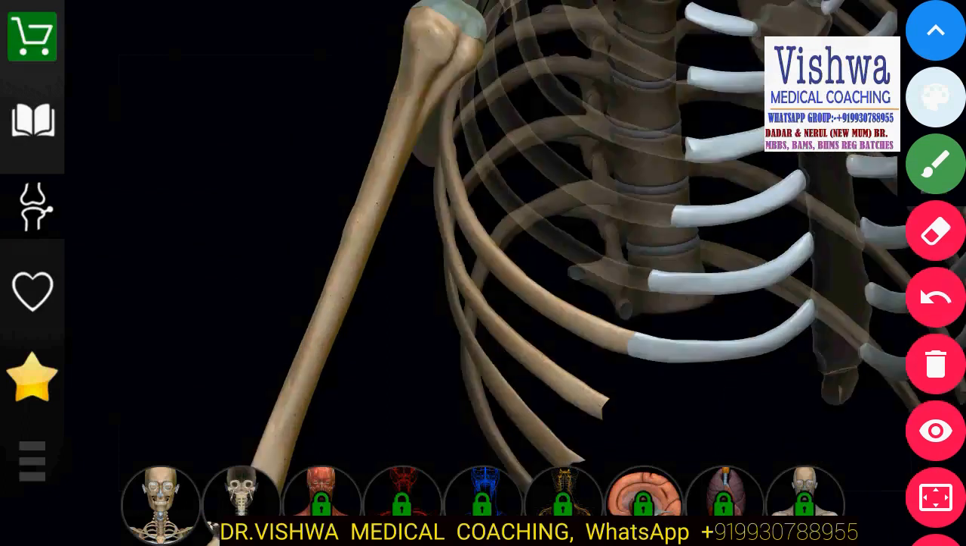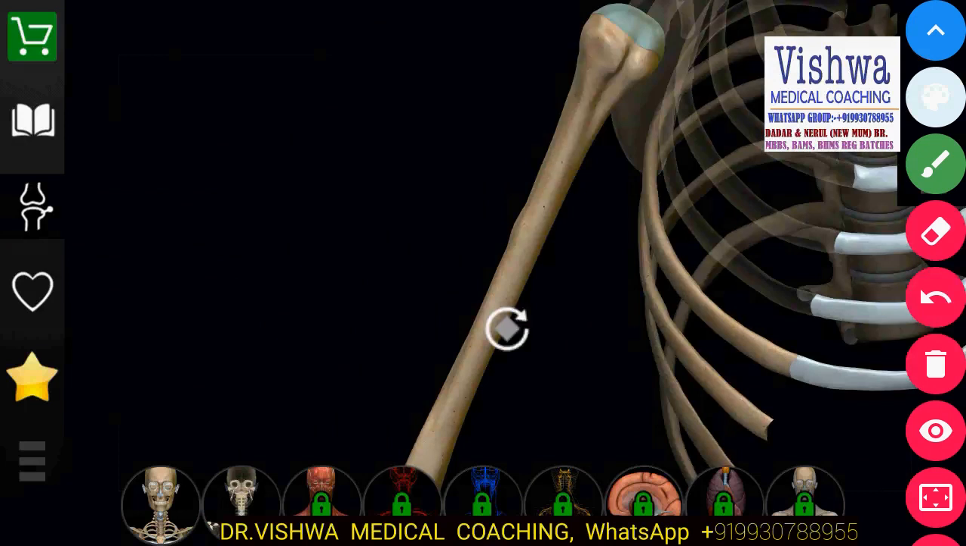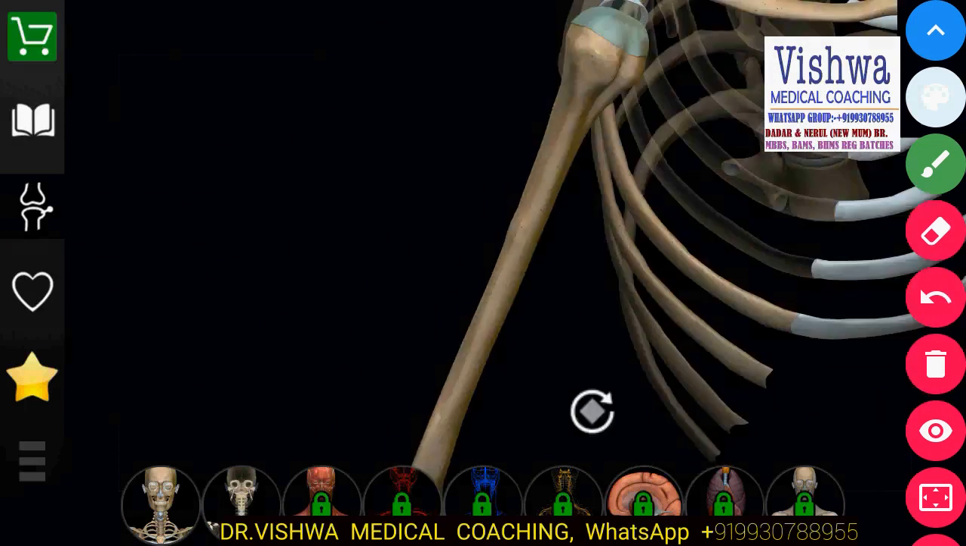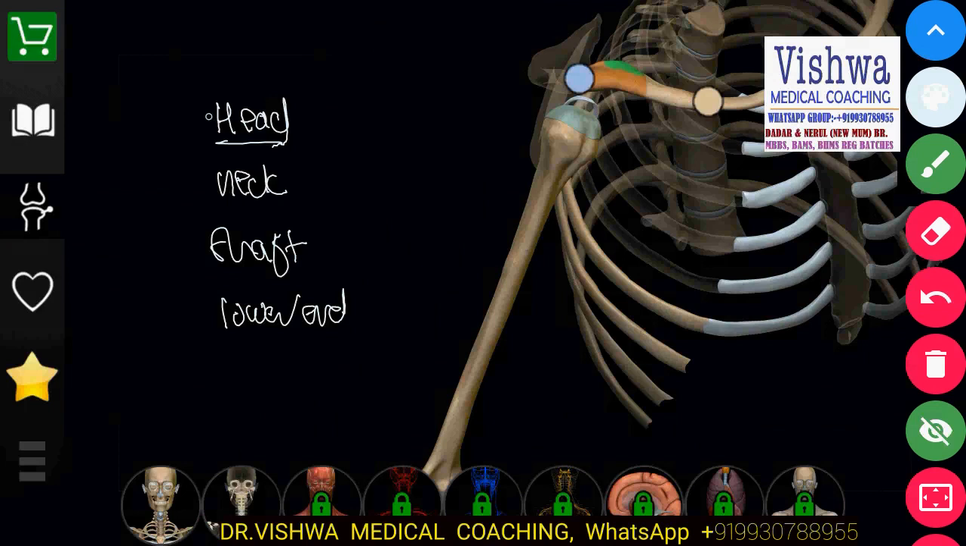Typically, we also have the humerus that can be very commonly asked. Now, the humerus is a typical bone. If you can see, let me zoom it. Humerus is a typical long bone. So again we have a head, a neck, a shaft, and a lower end. Remember, the head of the humerus is only a part of a circle.